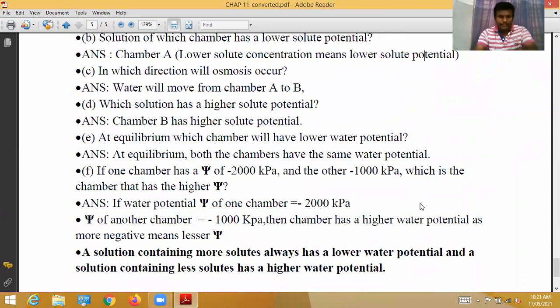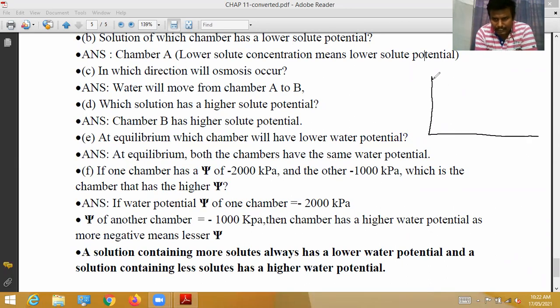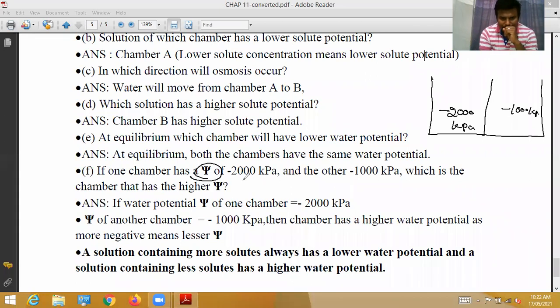Next, another last question. If one chamber has a water potential of minus 2000 kilopascals and the other chamber has minus 1000 kilopascals, which is the chamber that has the higher water potential?